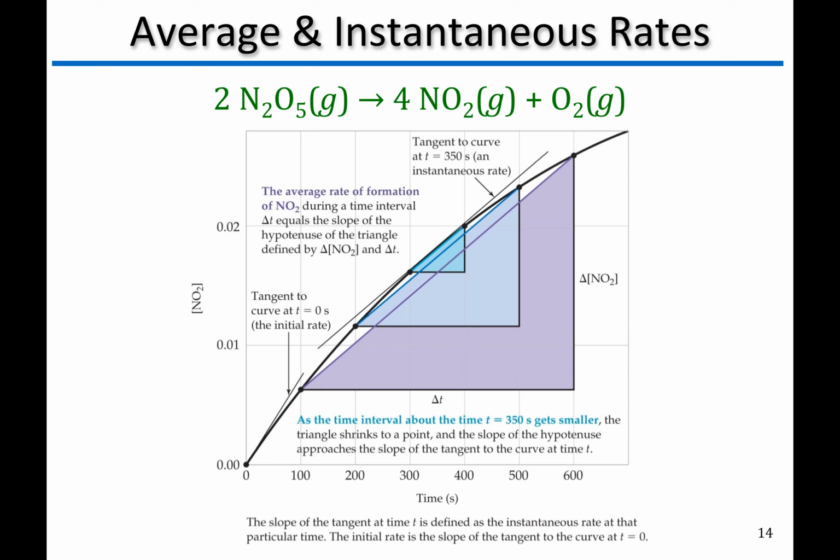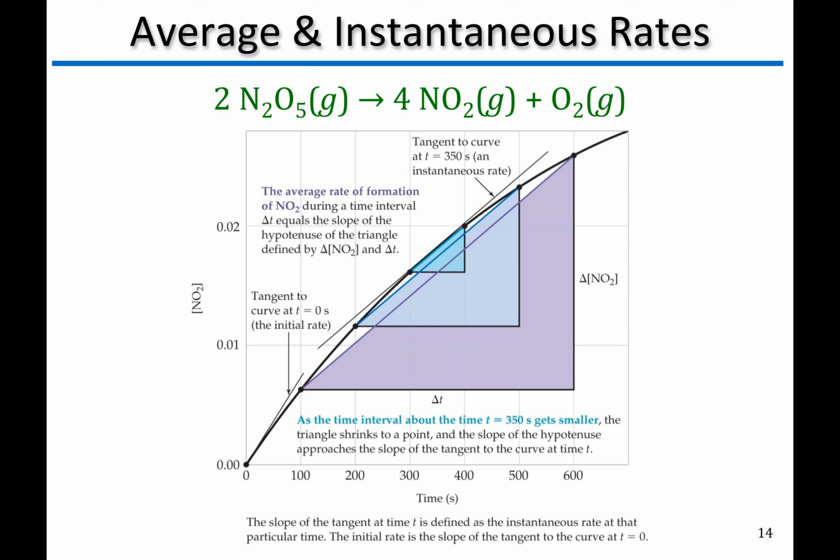Same thing if we were to look at time, for instance, 350. So t is equal to 350 seconds, so that would be about here. We can take the tangent at that point, and again, it will tell us the instantaneous rate at that particular moment in time. But what we can see from this graph is that the rate is not consistent through the entire reaction. In other words, the rate here may not be the same as here or here.